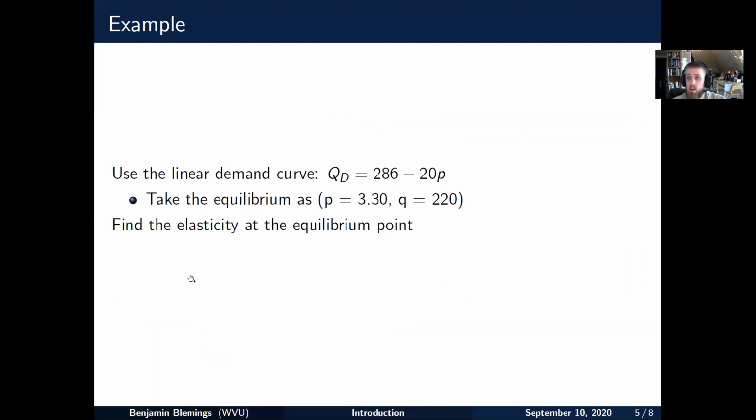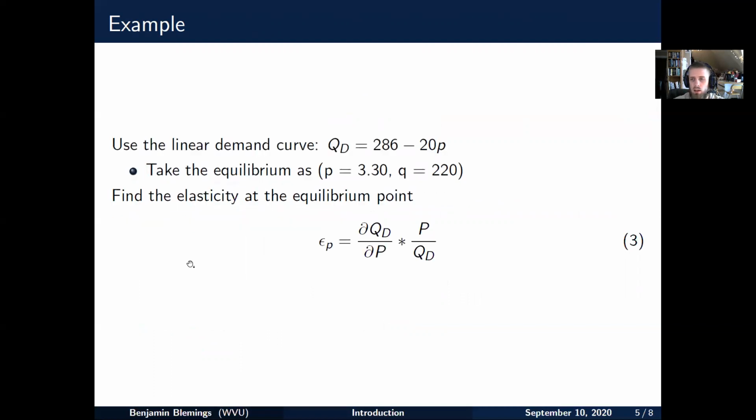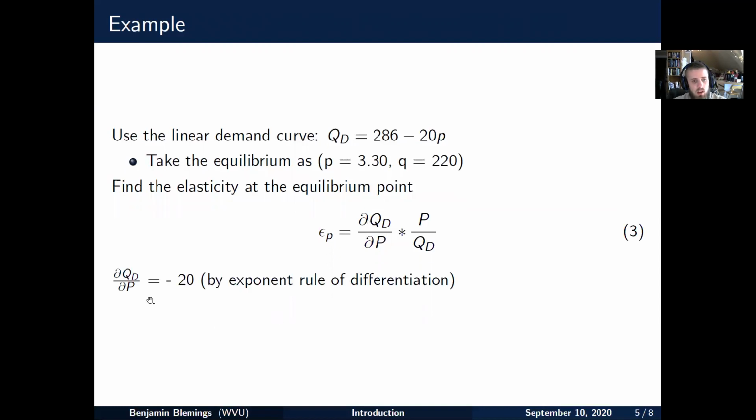Now I want to find the elasticity at this equilibrium point. So we're going to get our handy dandy elasticity formula here, which I already have described. We know that dQd over dP is -20 by the exponent rule of differentiation.